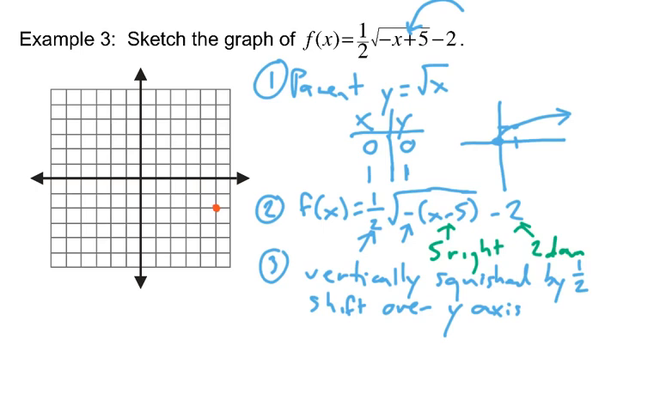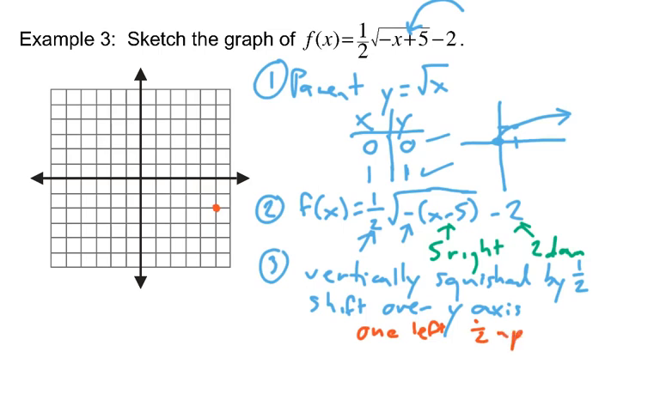So what does that mean? If I look at my second point, I've plotted where 0, 0 goes. If I look at 1, 1, that says that ordinarily I would move 1 unit to the right and 1 unit up. But because I'm shifting over the y-axis, I won't go to the right, I'll go to the left. And because I'm vertically squished, I won't go up by 1, I'll only go up by 1/2. So I'll go 1 to the left and 1/2 up.